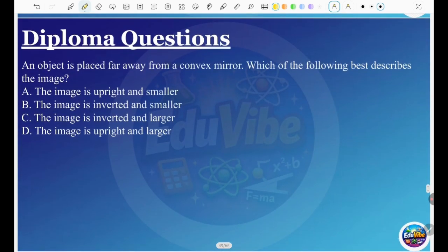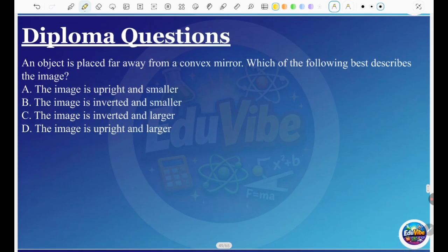Let's move on to the next one. This is more of a theory question, from the mirror topic. The question says the object is placed far away from a convex mirror. So this is a convex mirror now. Which of the following best describes the image? So we have to find out what best describes the image.